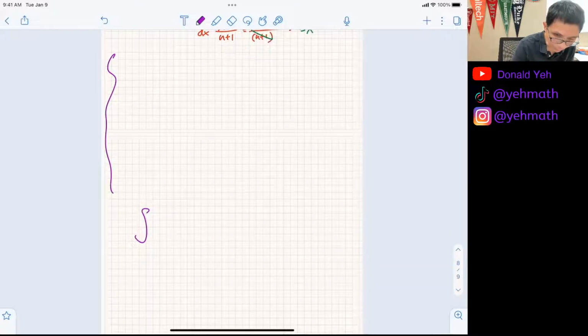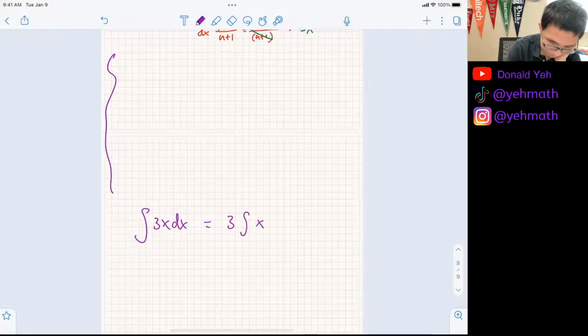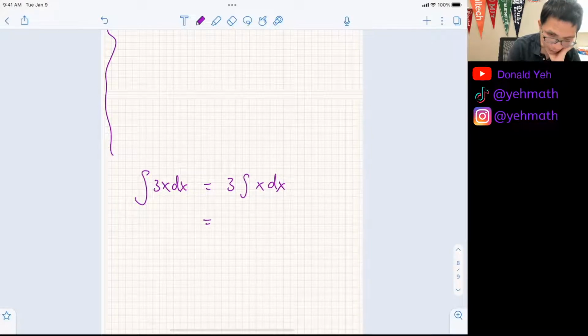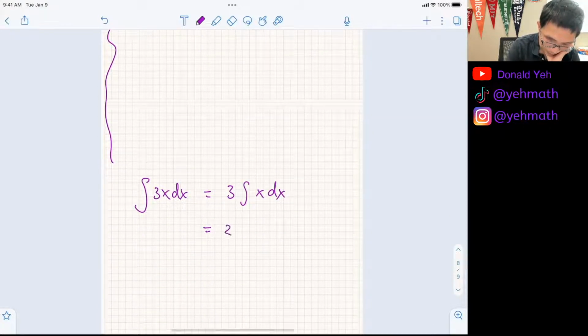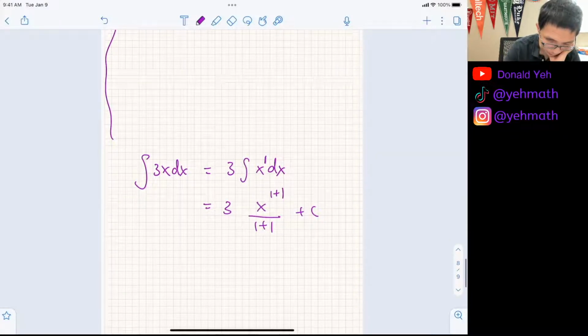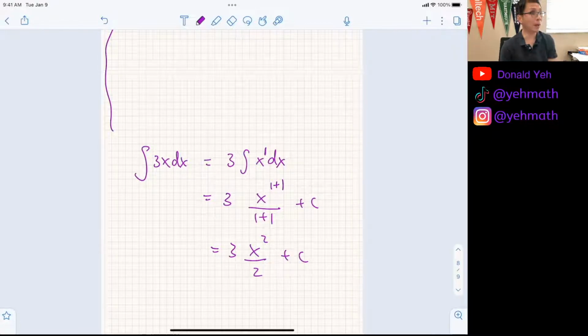So just integration of 3x dx. We know that 3 can be outside. Is that okay? Yeah. And then using the power rule says 3 x to the 1 plus 1 over 1 plus 1 plus c. Why? Because this is 1. So it'd be 1 plus 1 over 1 plus 1. So it'd be 3 times x squared over 2. Think about it. If I take a derivative of x squared over 2, what will happen?